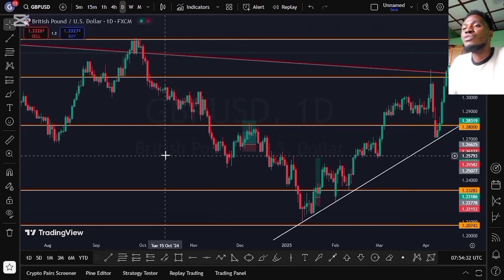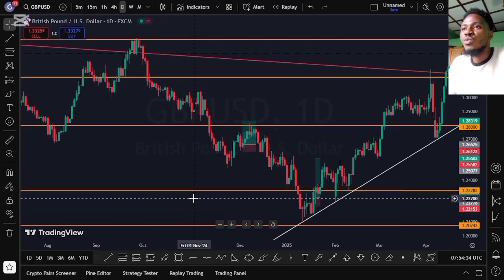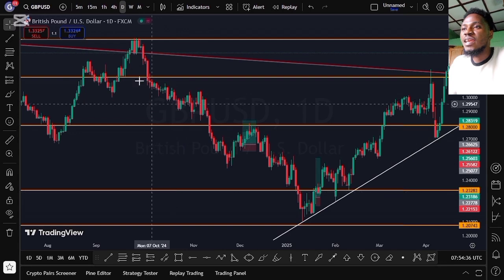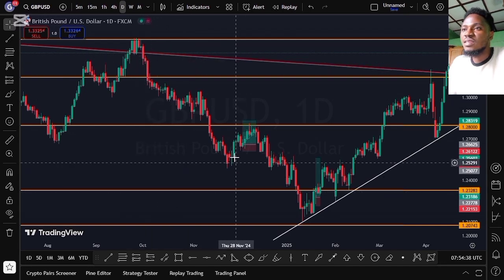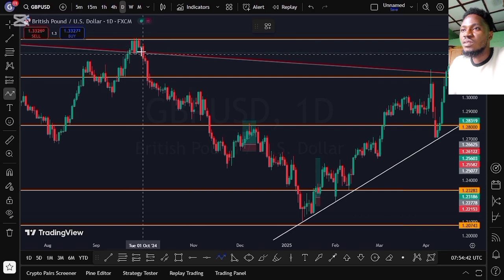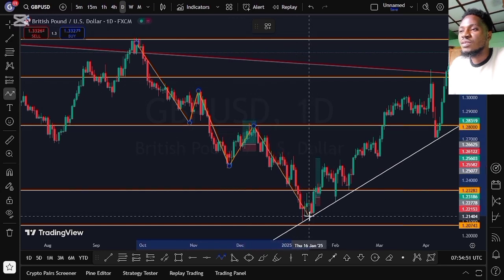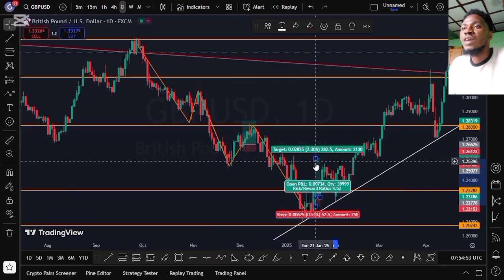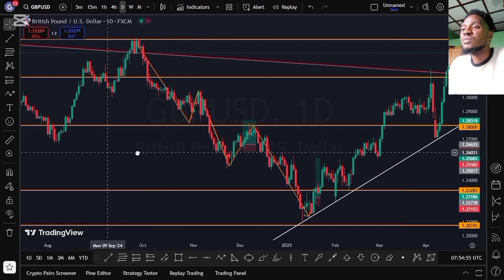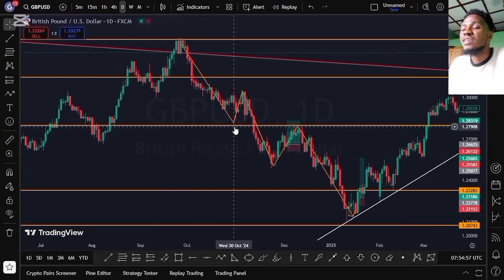So good. So right here, what did you see? We have what? A clear bearish market. All right. So this is what? Pullback, a break, a pullback, and a continuation. Okay. So as a swing trader, this is my daily time frame, and clearly we're in a bearish market.